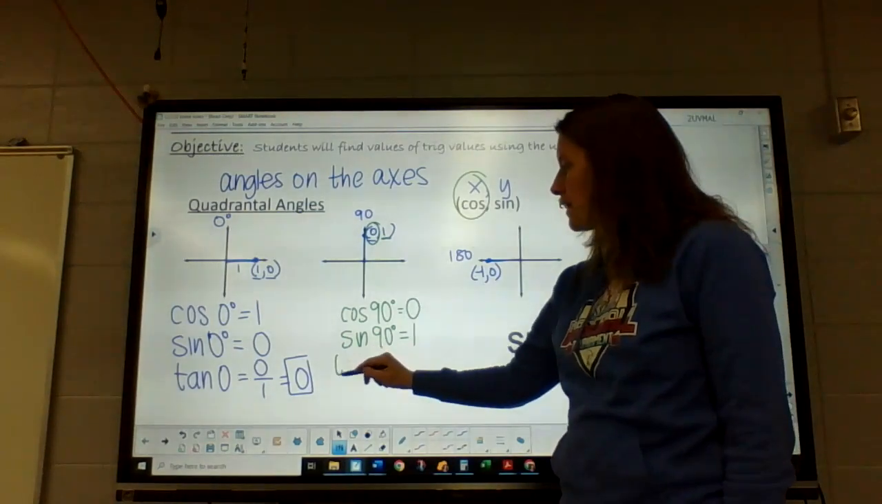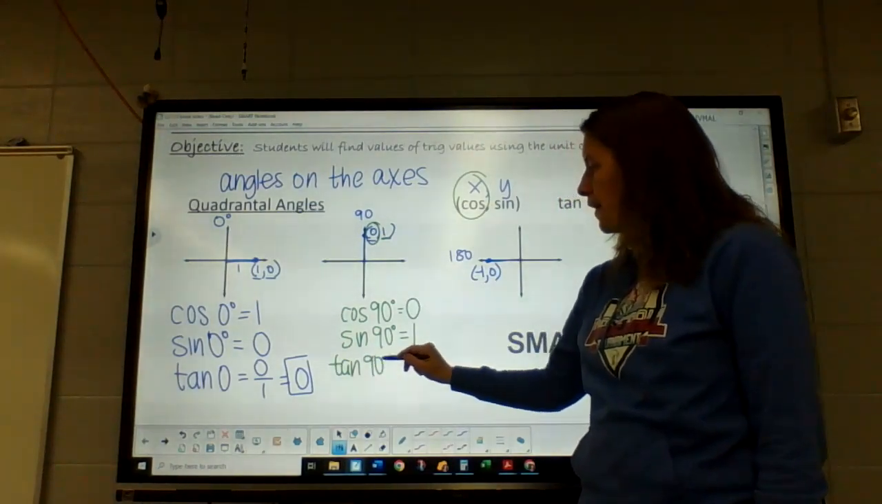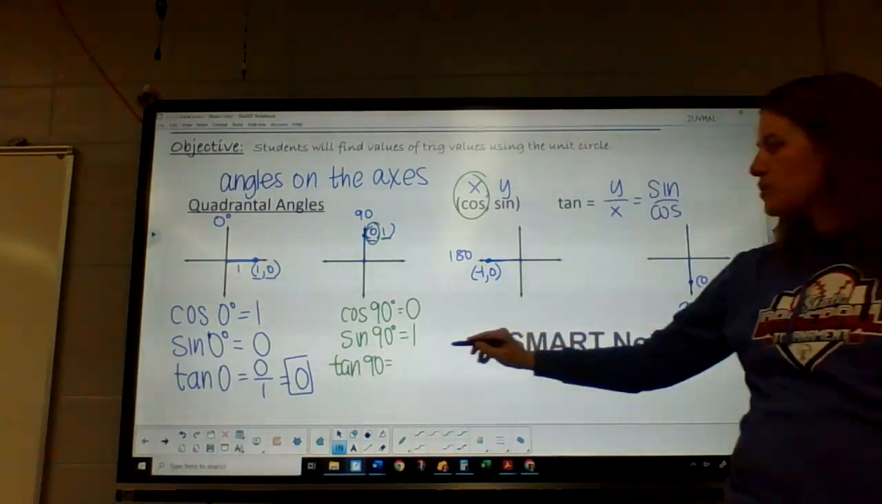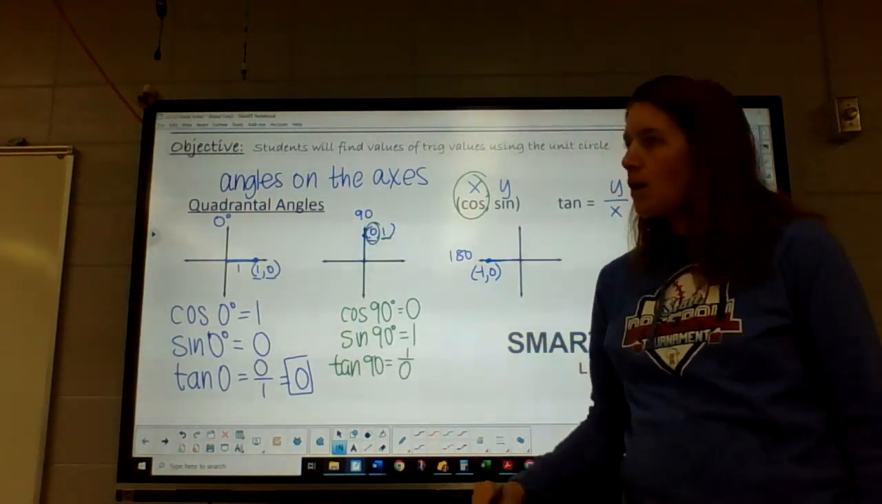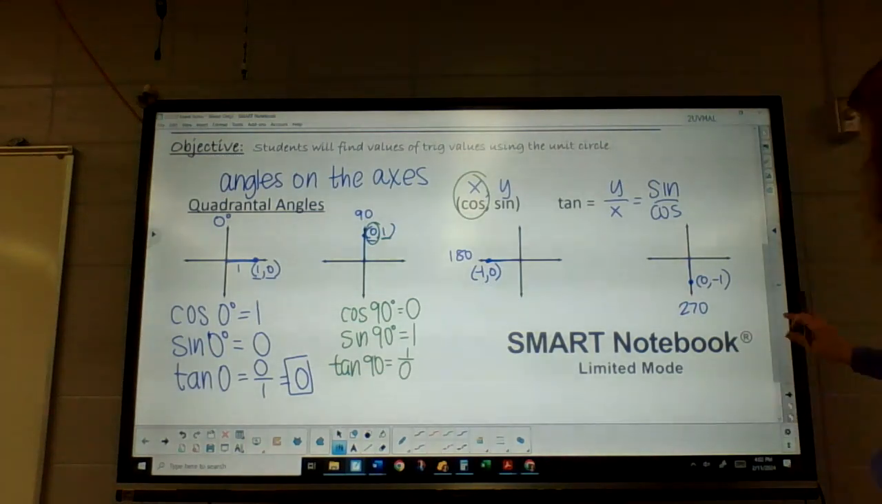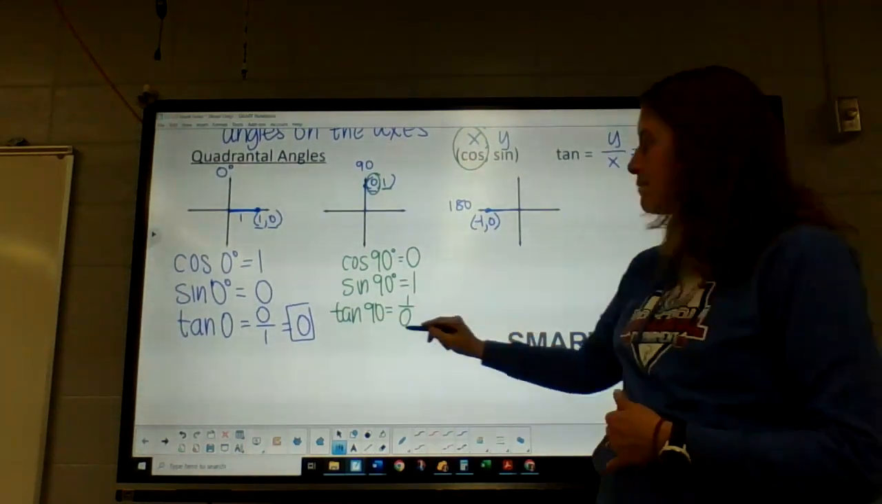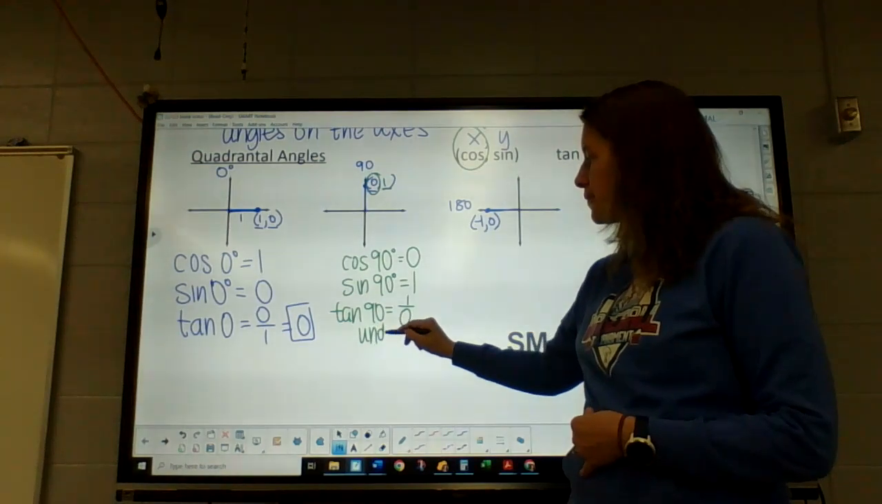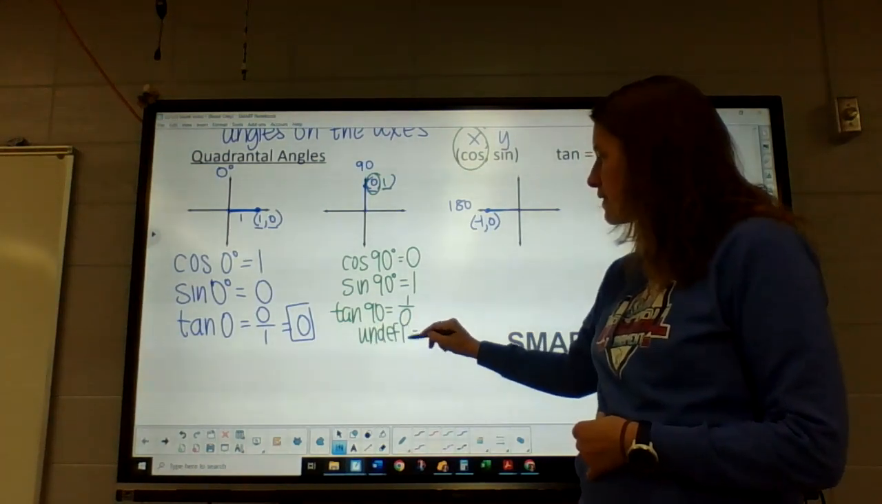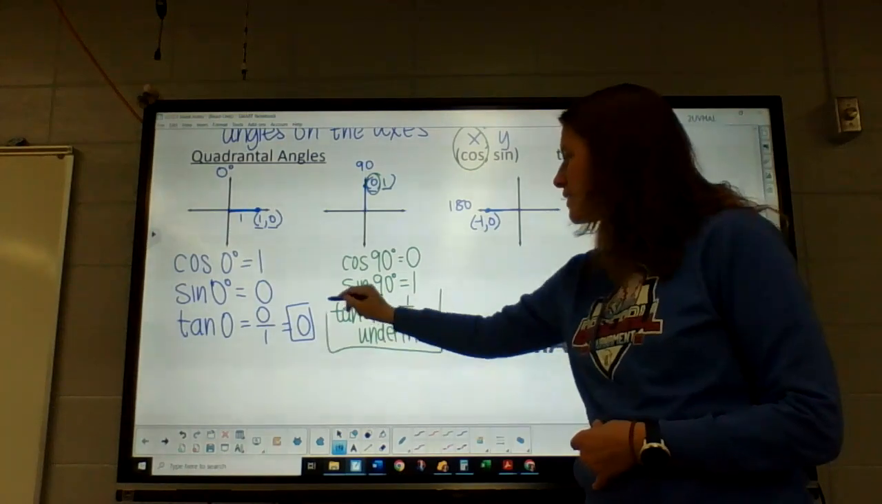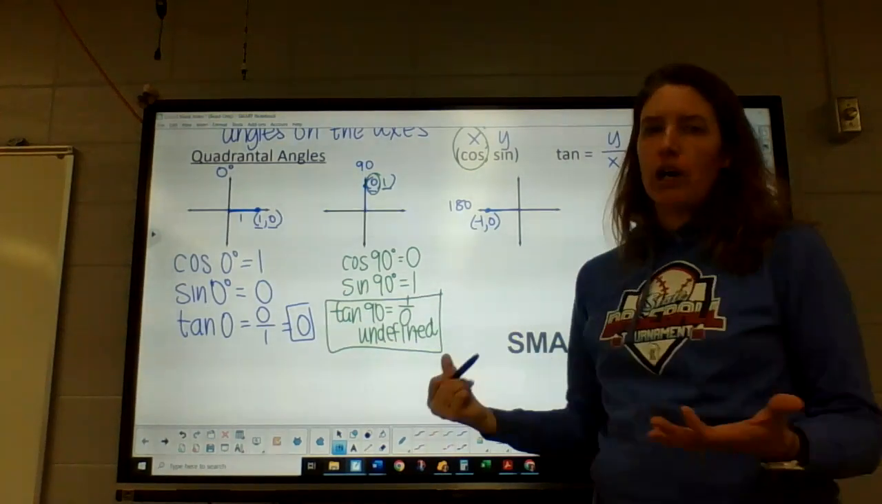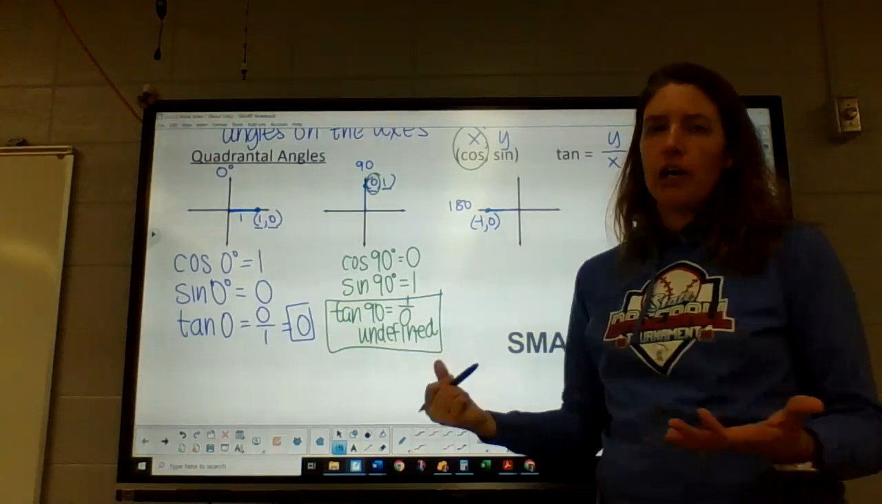And then the tangent of 90. Now this time again, it's sine over cosine, so this one's going to be 1 over 0, which doesn't make sense. We call it undefined when you divide by 0. So in this case, tangent doesn't work. If you did tangent of 90 in a calculator, it would give you an error message. Sorry.